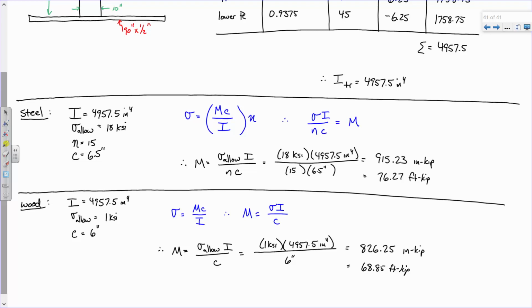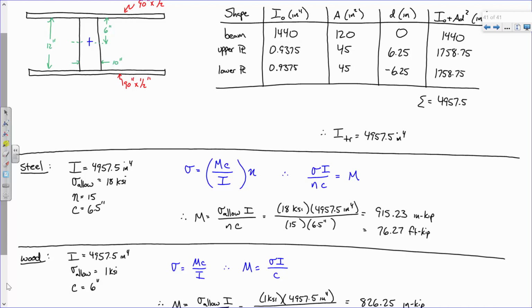Yes? Great question. Okay, remember, this moment of inertia that we use, this 4957.5, that's the moment of inertia of this shape up here. And what is that shape made out of? Nothing but wood. Because remember what we did: we had a wood beam with some steel plates on it, and we then said, well, we're going to turn that into a wooden beam with just wood plates on it.